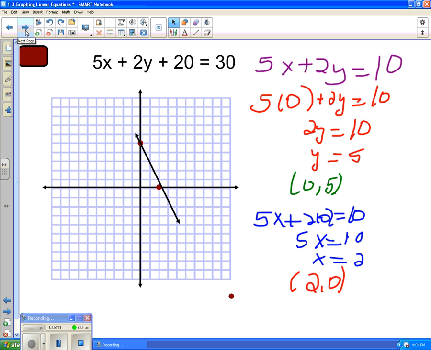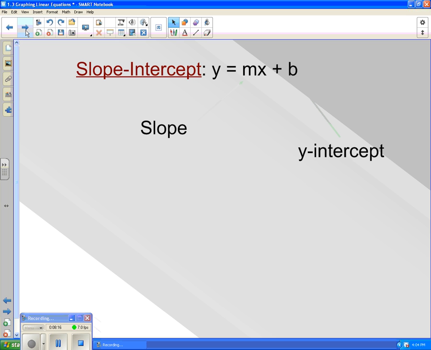Now let's talk about slope-intercept. Slope-intercept is the one that you're most familiar with. Slope-intercept would be y equals mx plus b. Here you're looking for equations that have been solved for y. If they've been solved for y, then finding your slope and y-intercept is quite easy, and graphing is much faster than in standard form.